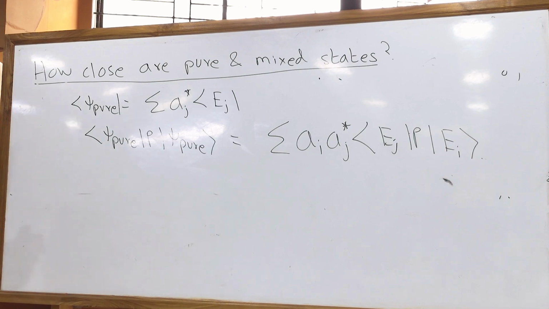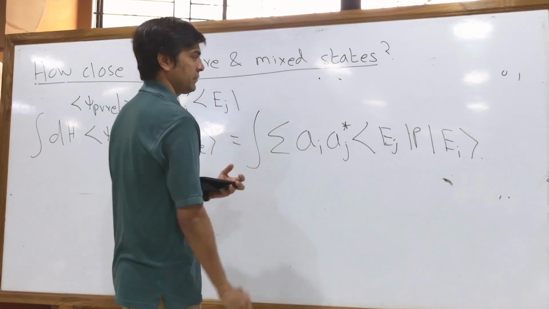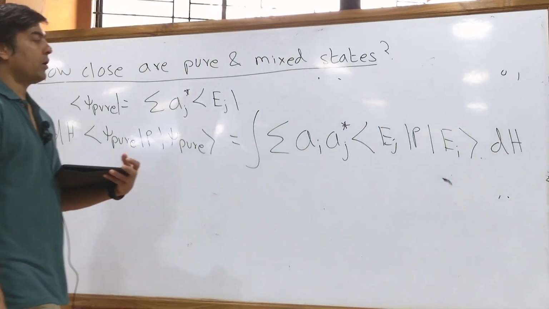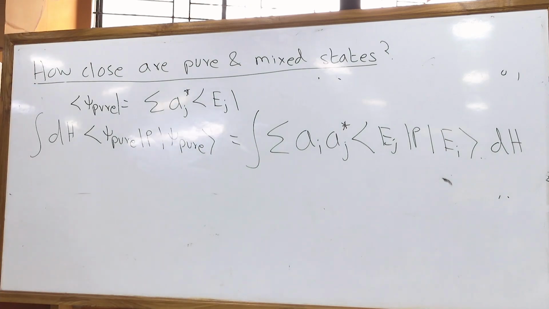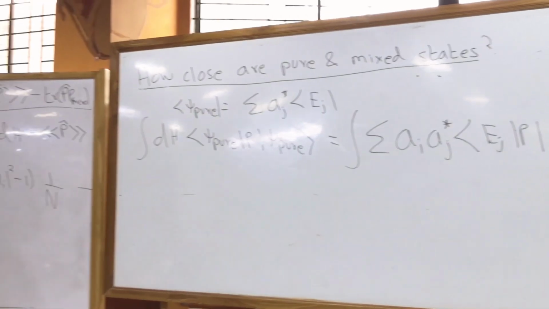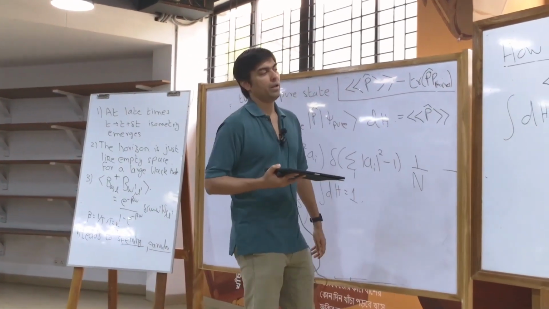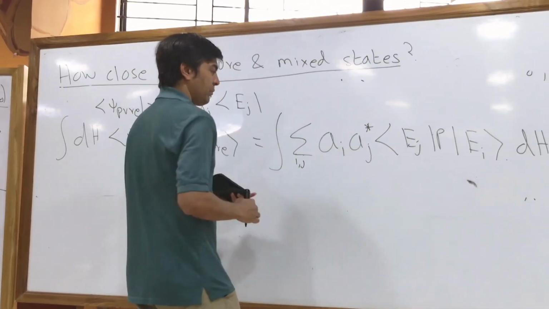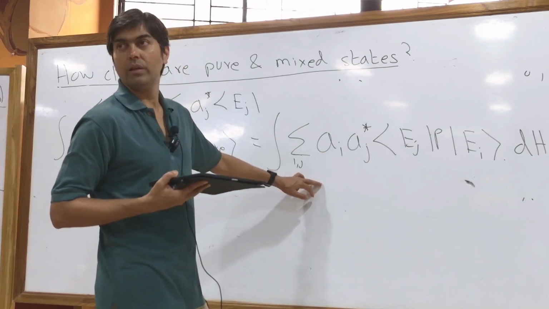Good. Now what do I have to do to compute this double expectation value? I have to take this guy, I have to integrate it with dh. Okay. Good. Now notice what dh is doing. Dh is doing an integral over all of these expectation values, subject to the constraint that mod of sum of ai square has to be 1. Okay. However, notice that this sum is over both i and j, and both i and j run from 1 to e to the power s.